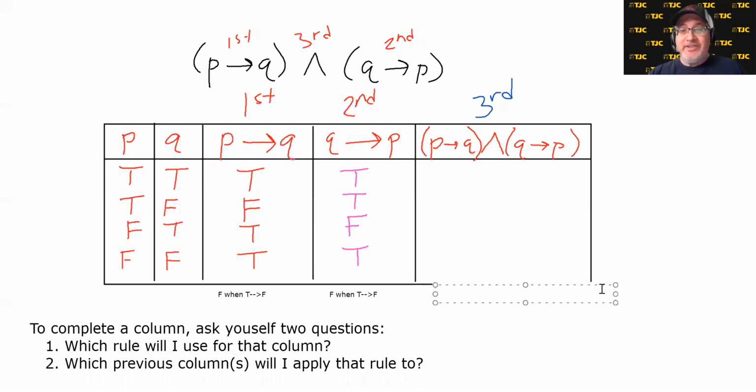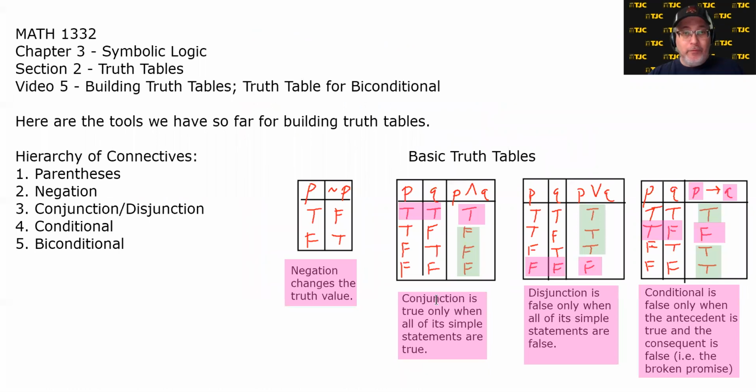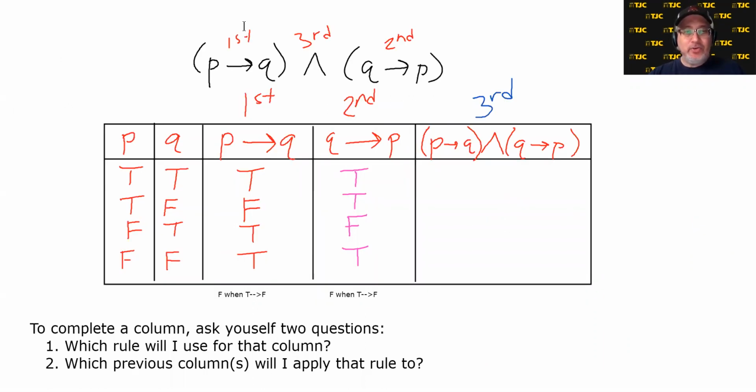The third column is a conjunction. And what is the rule for conjunction? Do you remember? The rule for conjunction is it's true only when all of its simple statements are true. So what is the briefest way that we can say that? True only when all of its statements are true. We'll say T only when all T's. That's a good simple way to summarize the rule for conjunction. True only when all T's.